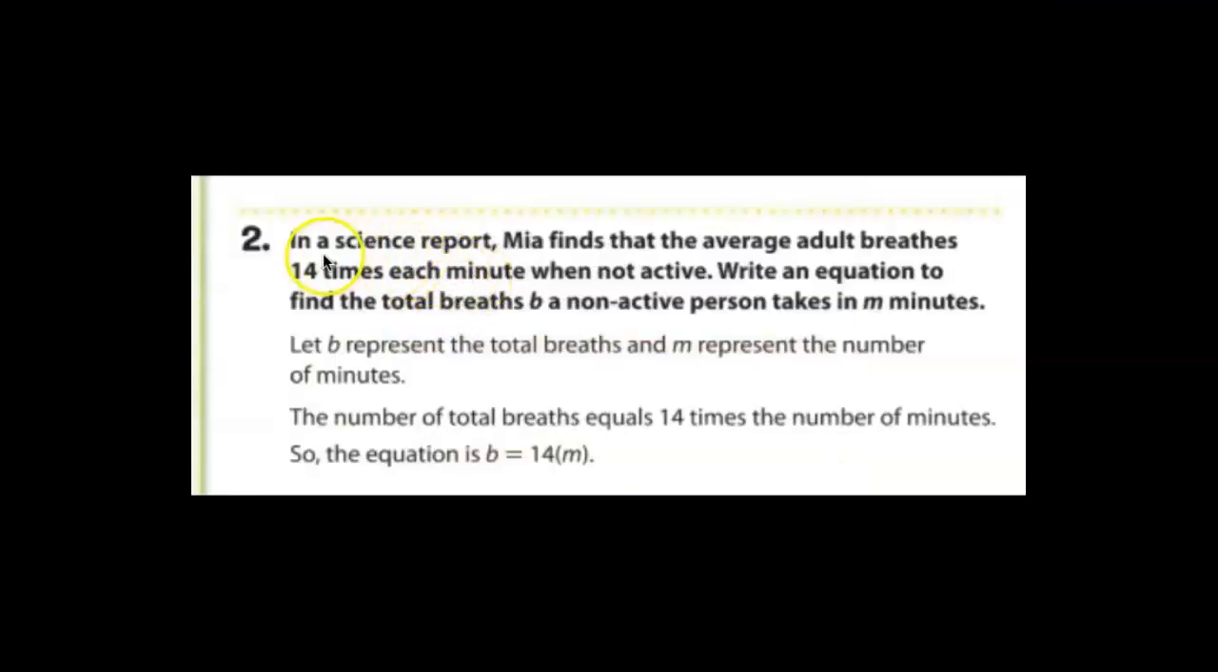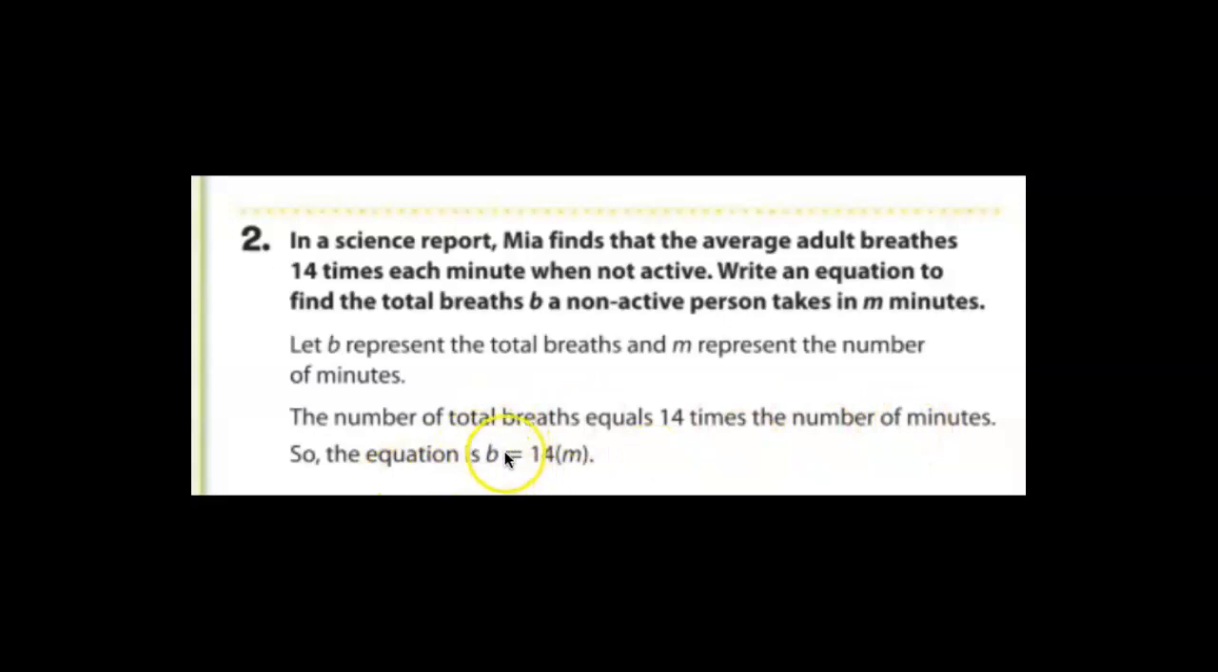In this next example that they've done for us, it says, in a science report, Mia finds the average adult breathes 14 times each minute when not active. Write an equation to find the total breaths, B, a non-active person takes in M minutes. So M is going to represent minutes. B is the total number of breaths, M is the total number of minutes. So the total number of breaths equals 14 times the number of minutes is going to be the verbal description.